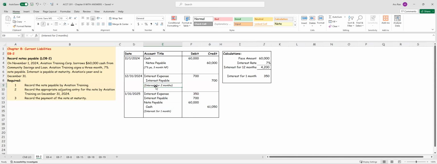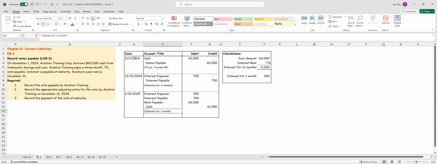So once again, this interest expense is only for 1 month. I had already accrued 2 months interest. So the remaining months I do over here. The total amount I'm paying is $61,050, $60,000 towards the note and $1,050 towards the interest, $350 per month for a total of 3 months.